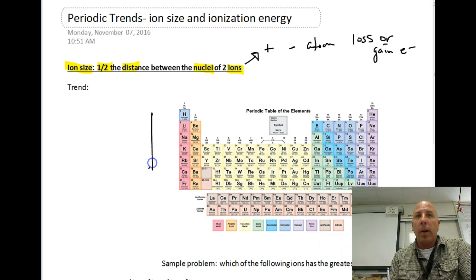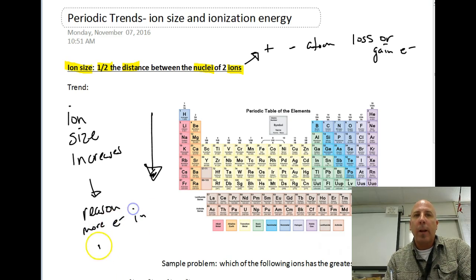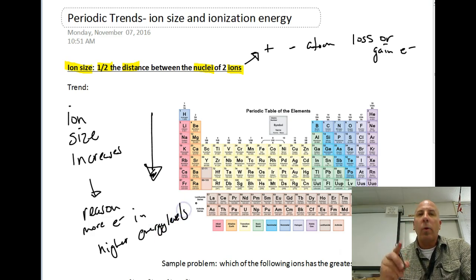Our trend on the periodic table, as we go down the periodic table, our ion size increases. And this is the same reason as the reason we gave for atomic radius. We have more electrons in higher energy levels, even though we've lost electrons in the metals and we've gained electrons in the nonmetals. We'll talk at a different day about the difference between a neutral atom, we call it a parent ion, as well when compared to its own ion. But for now, we're just going to talk about ion size increases down the periodic table.